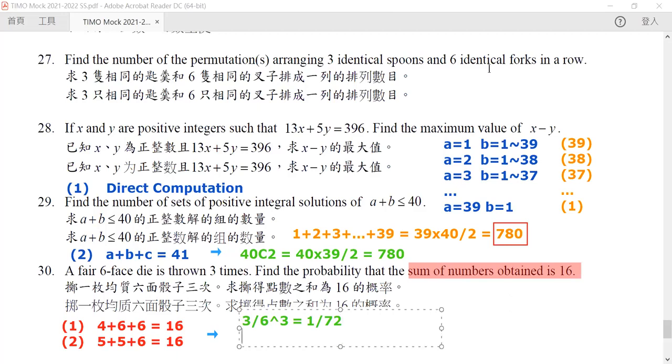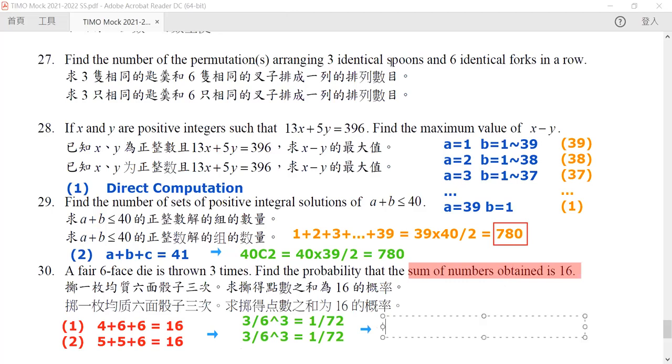Now the same thing goes for our next one, because it will be 5 plus 5 plus 6. So either it is 5 5 6 or 5 6 5 or 6 5 5. Again, there are only 3 different cases for it. So again another 1 over 72. So in combination, this will result in the probability equal to the sum of it, which is 1 over 36.